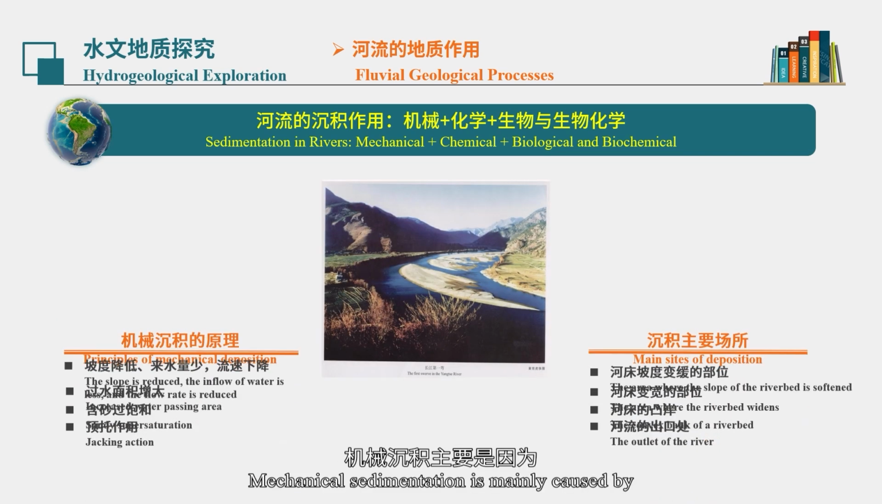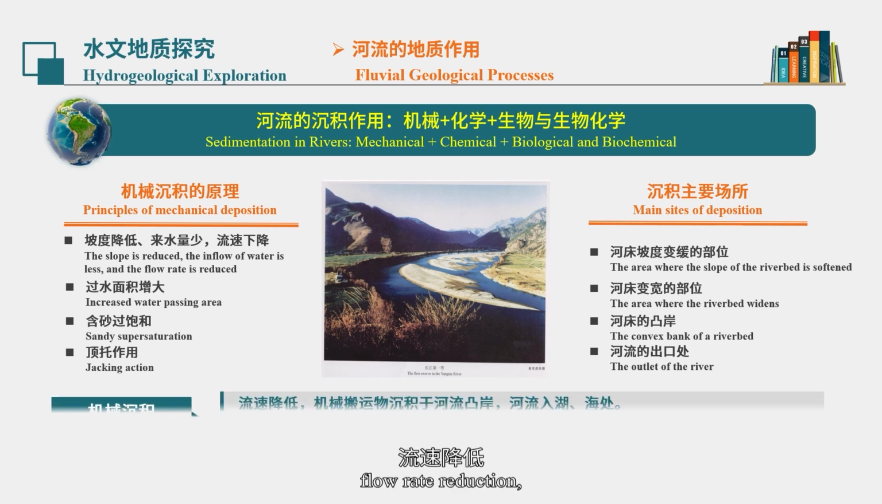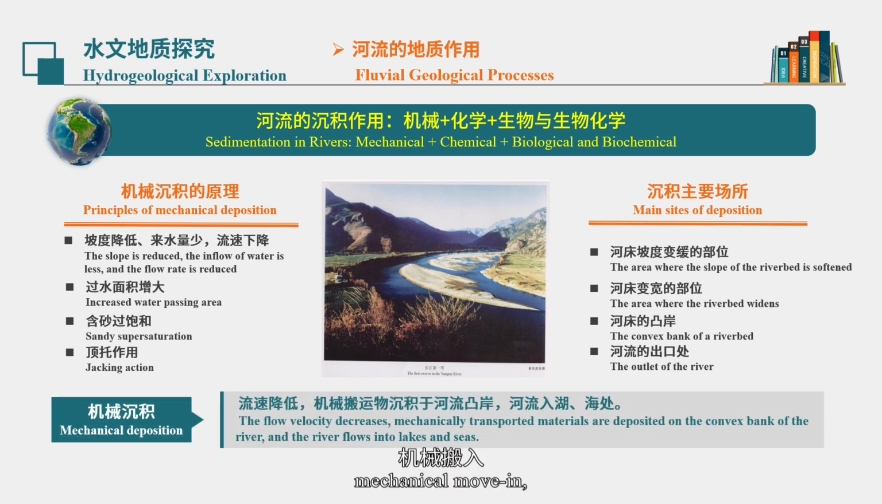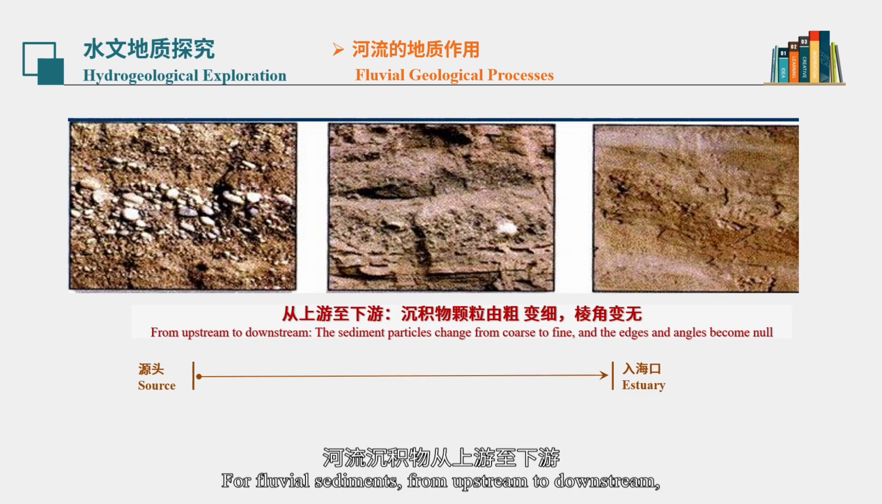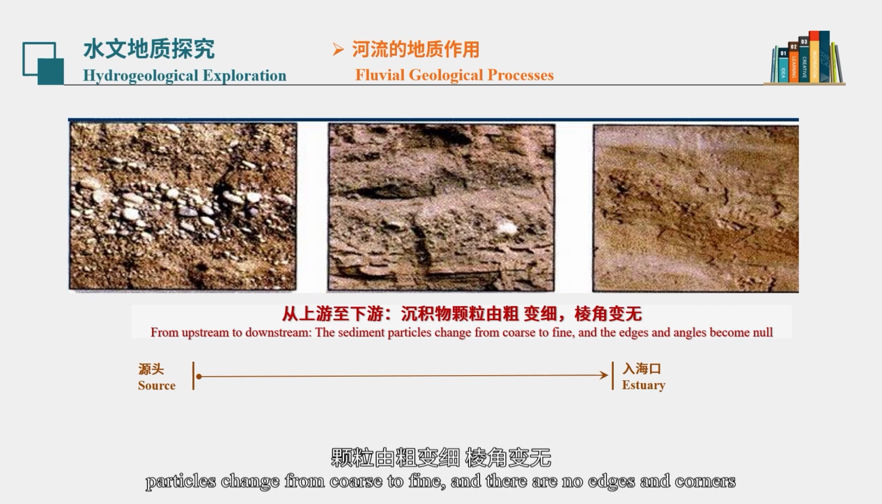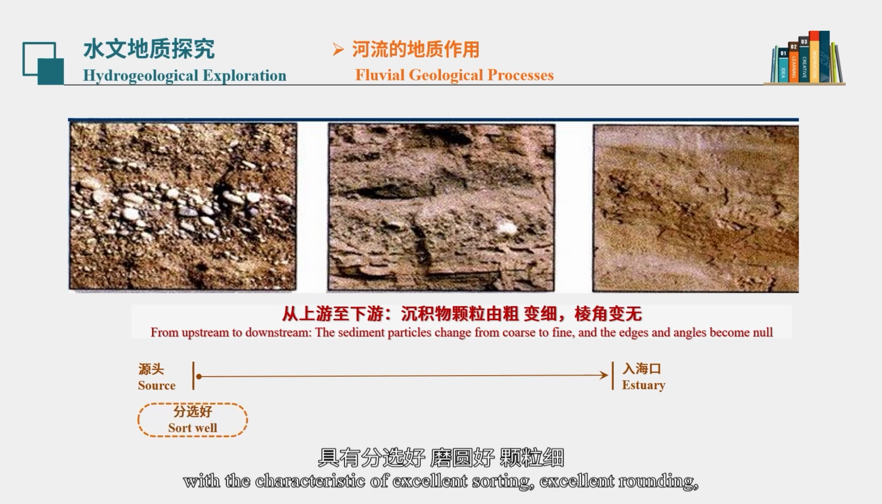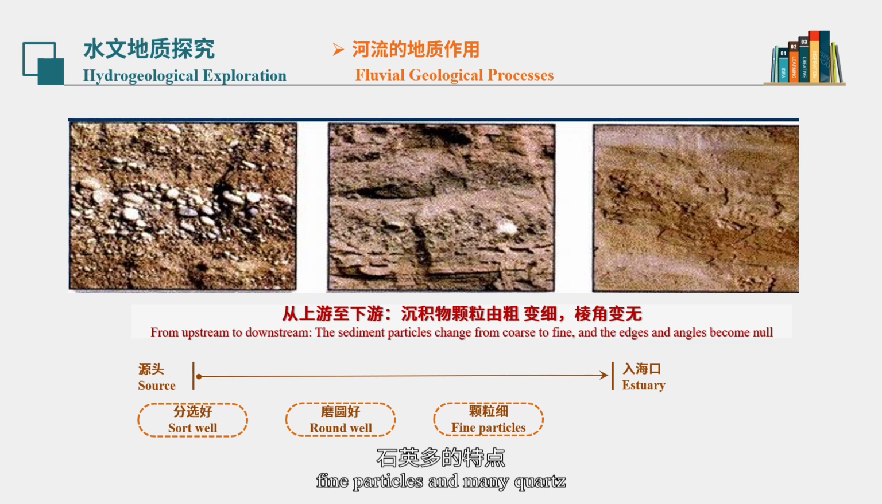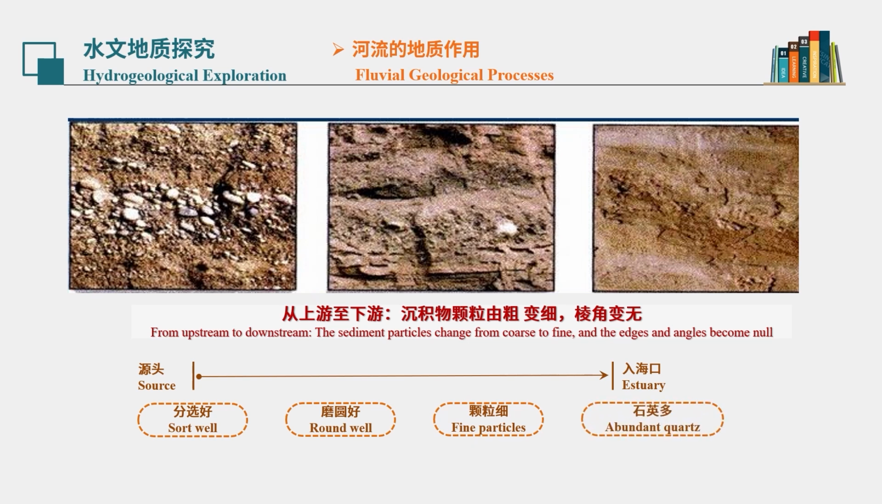Mechanical sedimentation is mainly caused by flow rate reduction, mechanical moving, and sedimentation on the convex banks of rivers and the estuaries where rivers flow into lakes or seas. For fluvial sediments, from upstream to downstream, particles change from coarse to fine, and there are no edges and corners, with the characteristic of excellent sorting, excellent rounding, fine particles, and many quartz.